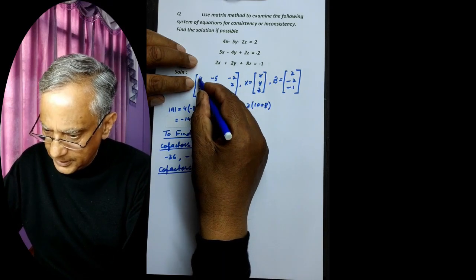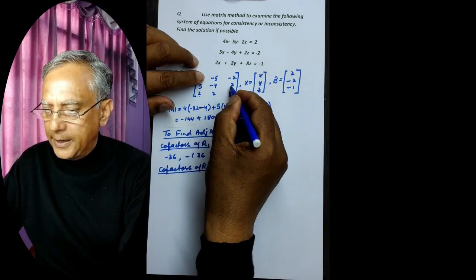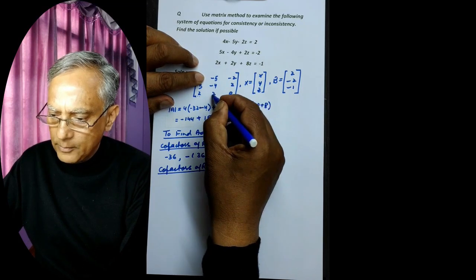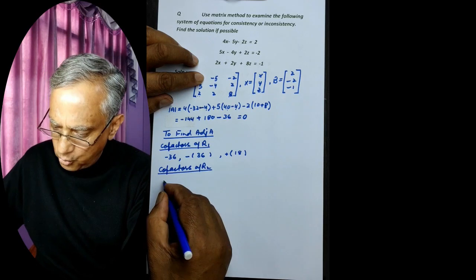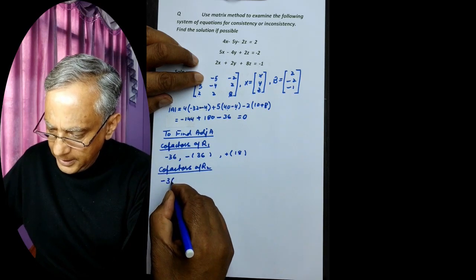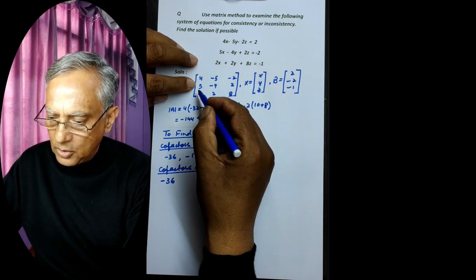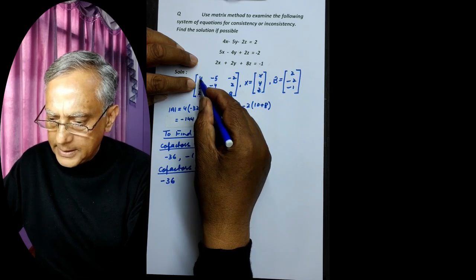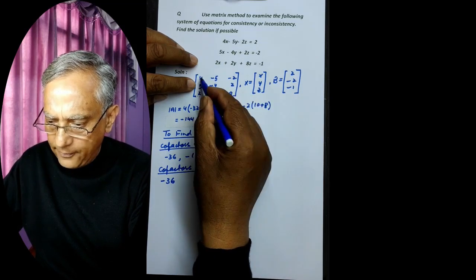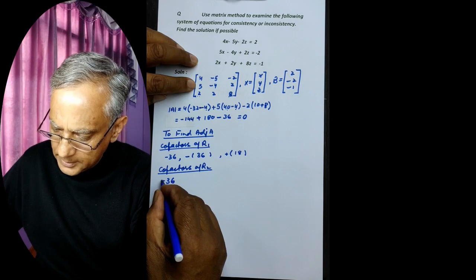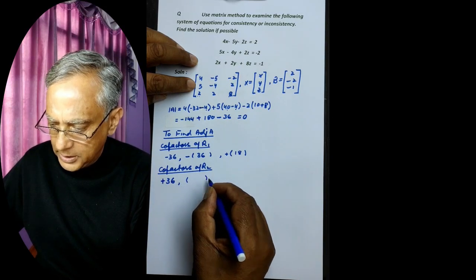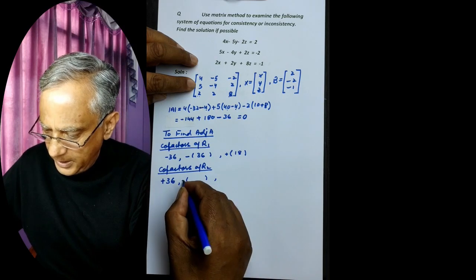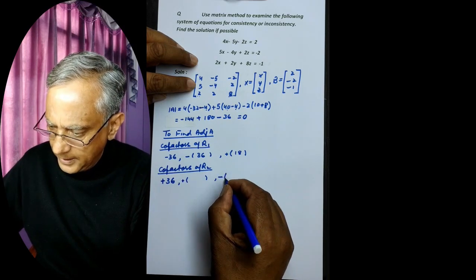So first entry is this. Delete the row and column in which the entry occurs. -40 plus 4. -40 plus 4 is -36. And place of this entry is second row and first column, odd. So minus will be plus. Next entry will be positive, and next entry will be again negative.